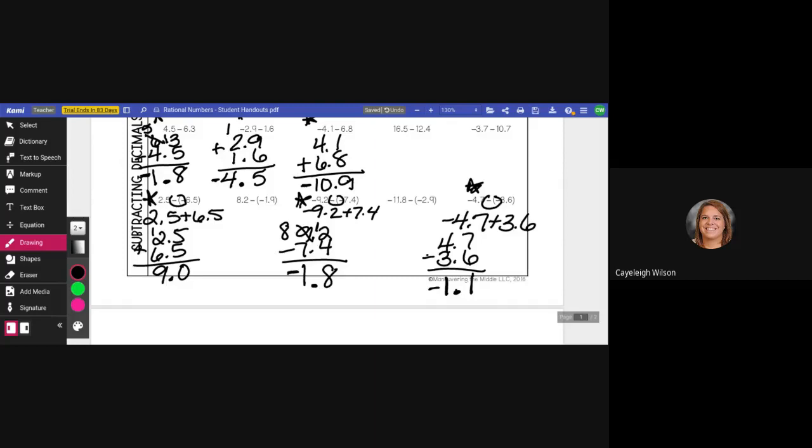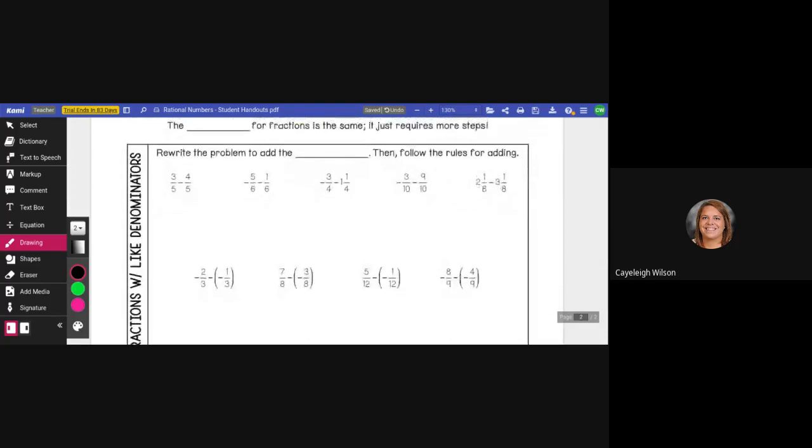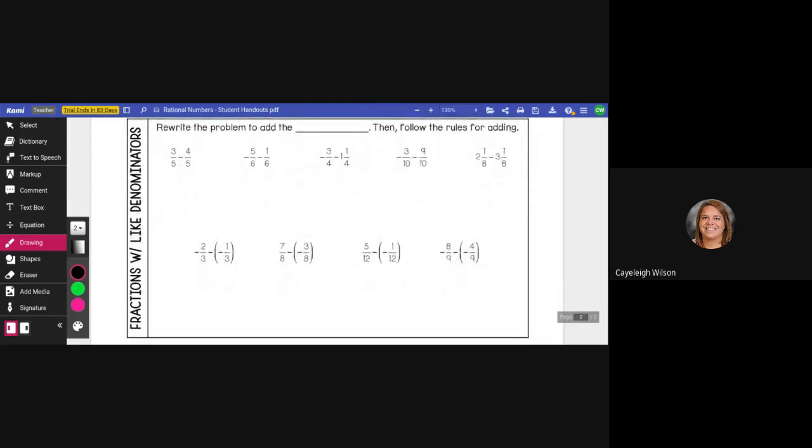All right, so we're going to flip over and go to the last page of fractions. So remember with fractions, we get rid of mixed numbers by making them improper. And then we make a common denominator. And then we'll add or subtract the numerators. Okay. So like I said, we're going to skip around. We're not going to do all of these because this first section already has like denominators.